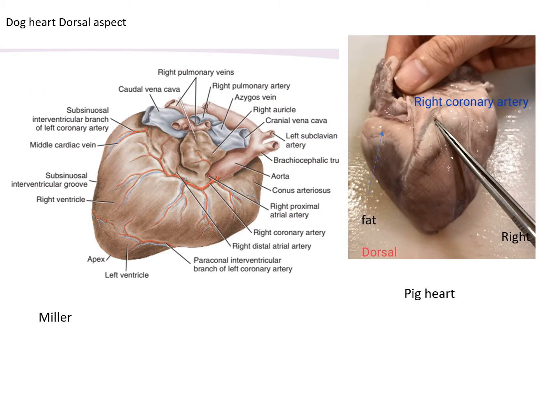This picture is the dorsal side of the heart. This is the right heart. This is the left heart. The middle line here is the right coronary artery, which emerges from the coronary fat here, which represents the white or yellow color around the heart.